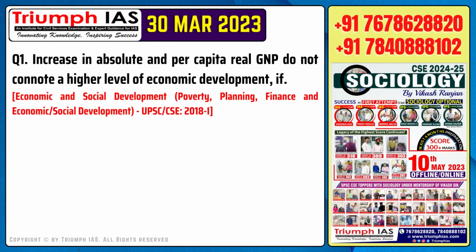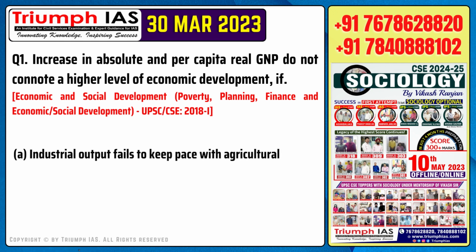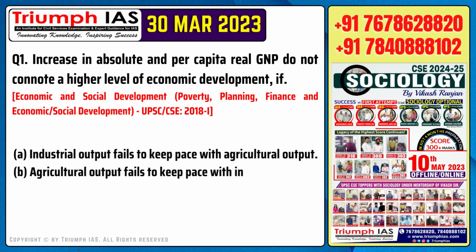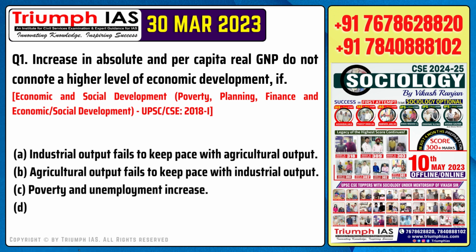Question number 1. Increase in absolute and per capita real GNP do not connote a higher level of economic development if Option 1. Industrial output fails to keep pace with agricultural output. Option 2. Agricultural output fails to keep pace with industrial output. Option 3. Poverty and unemployment increase. Option 4. Imports grow faster than exports.